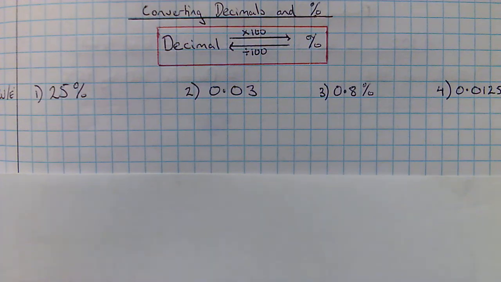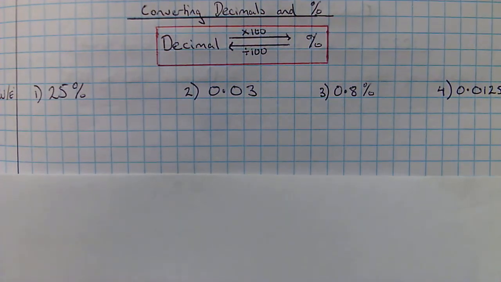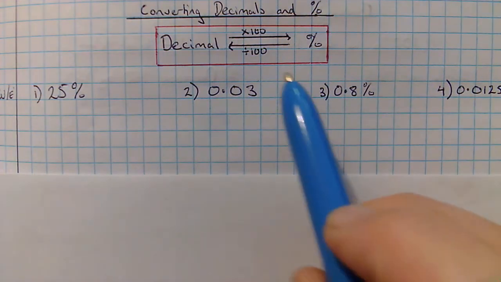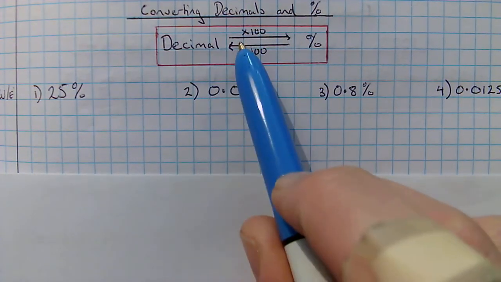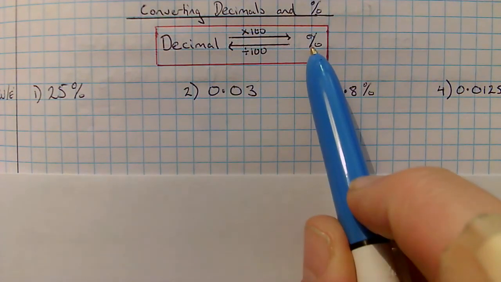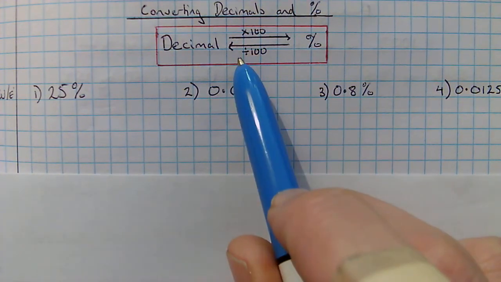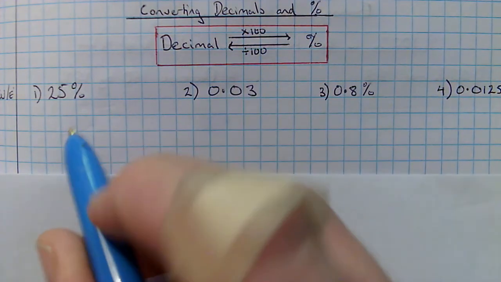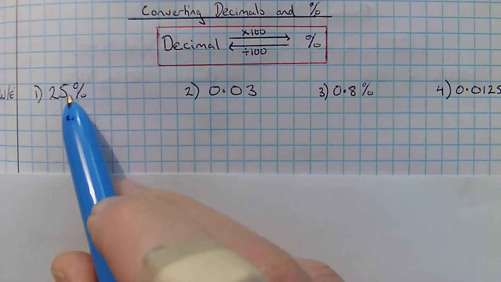Okay, the last one we're going to look at, and we're going to spend almost no time on, is converting between decimals and percent, because this is one that you will find relatively straightforward. If we're converting from decimals to percent, we need to times by 100. If we're converting from percent to decimals, we need to divide by 100. So here we're going to be converting 25% to a decimal.